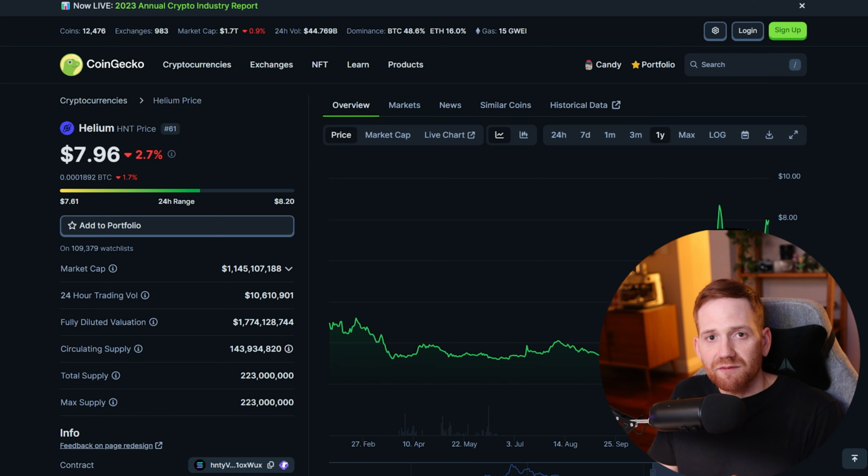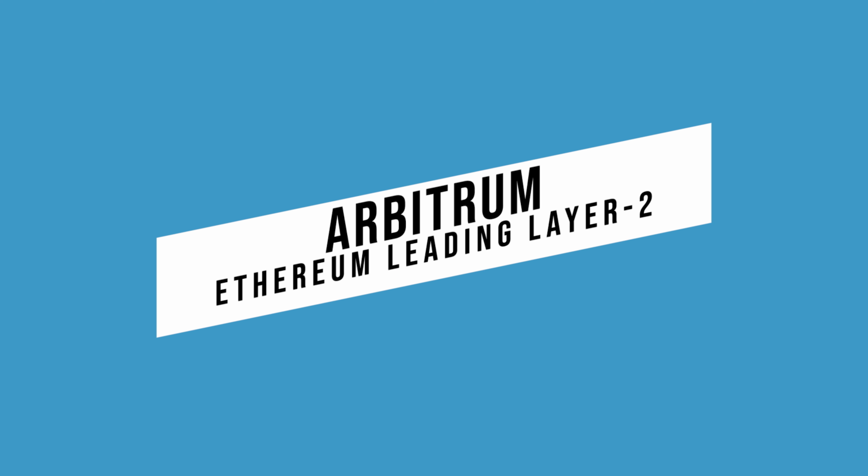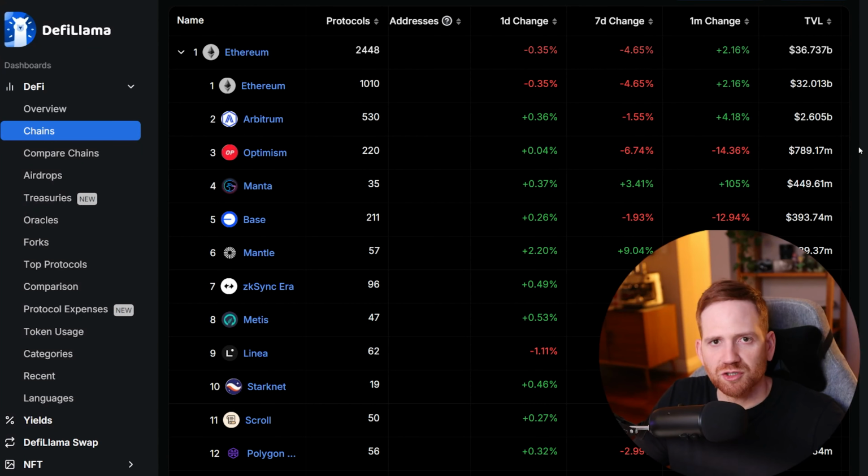The next coin we're going to talk about is Arbitrum, which is the leading layer 2 helping scale the Ethereum blockchain. The Arbitrum blockchain is home to some of the largest protocols in all of DeFi and crypto, with over $2.6 billion locked into its ecosystem and over 530 projects deployed.